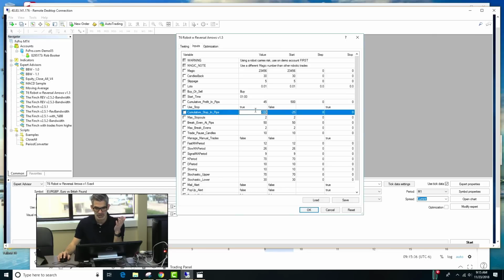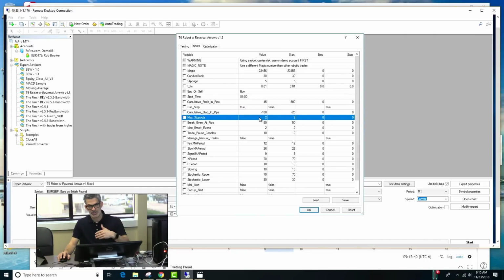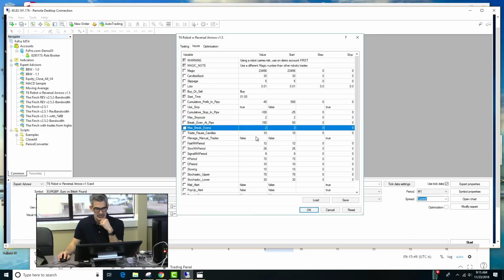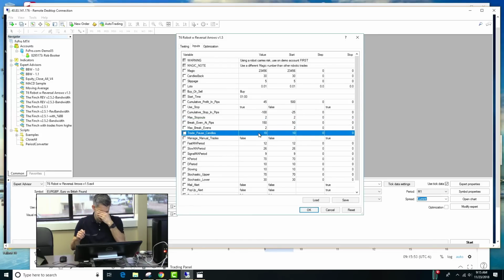We're just testing here, just experimenting, okay? And we'll let it stop out twice, meaning if it stops out at 100, it'll try to take the trade again. Break even at pips, let's not use a break even. It'll never get to the break even. And it can only take a trade if the reversal arrows are 10 candles apart.